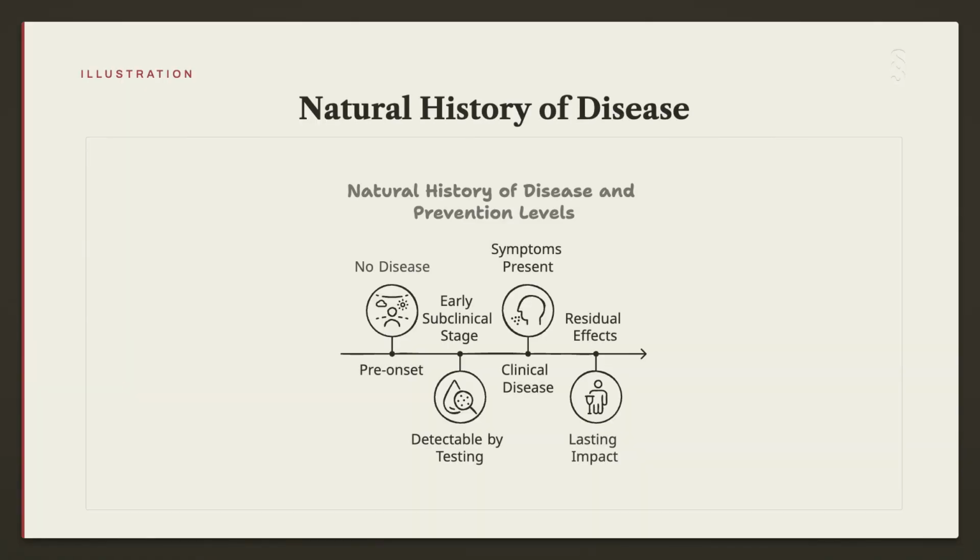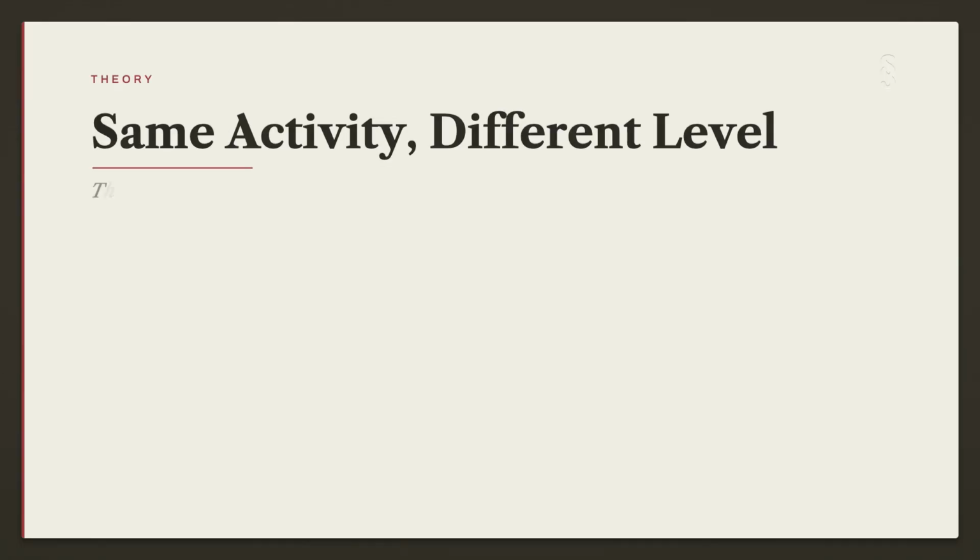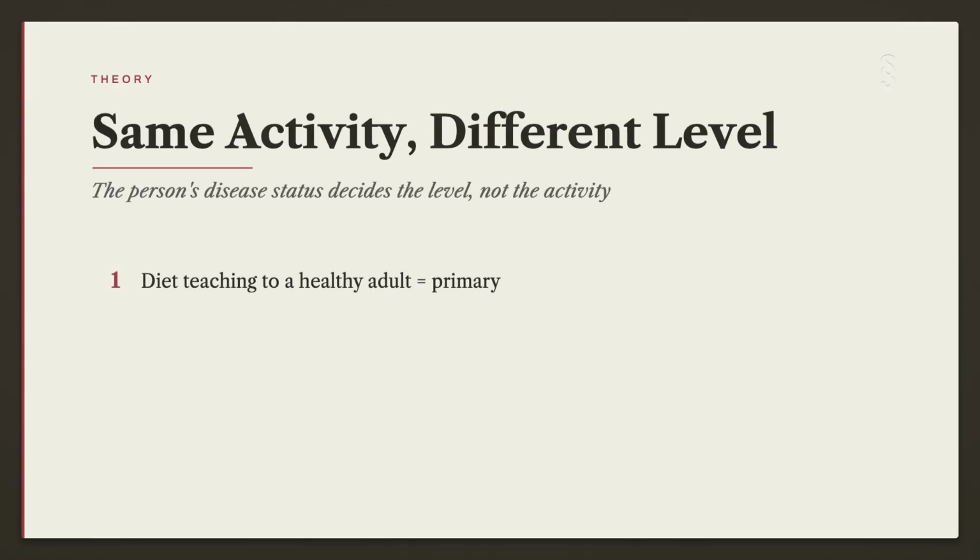This framework exists because illness progresses through stages, from before onset to a silent detectable stage to clinical disease, and finally residual effects. Naming the levels let public health target effort deliberately and made clear the earlier stage offers the greatest return. The same activity can be considered at different levels.